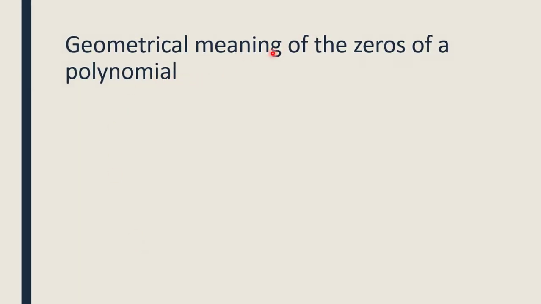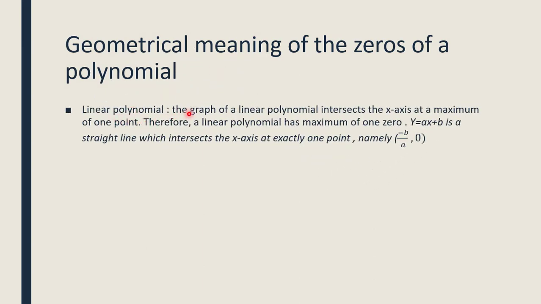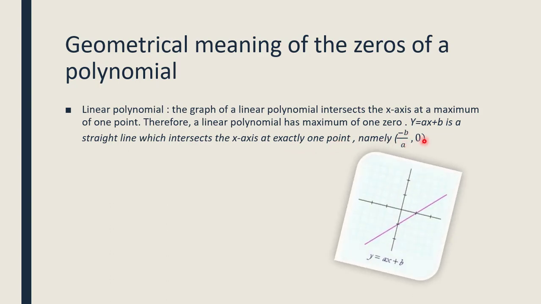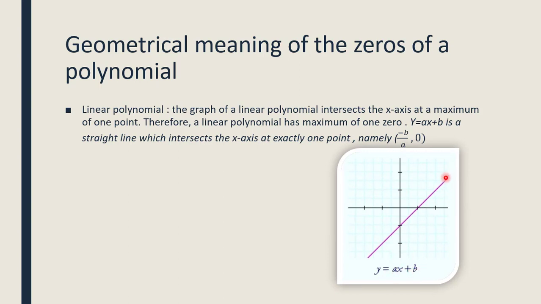Next, geometrical meaning of the zeros of a polynomial. First, linear polynomial. The graph of a linear polynomial intersects the x-axis at a maximum of one point. Therefore, a linear polynomial has a maximum of one zero. y = ax + b is a straight line which intersects the x-axis at exactly one point, namely (-b/a, 0). We can see y = ax + b is a straight line, and the point where the line intersects the x-axis is (-b/a, 0).